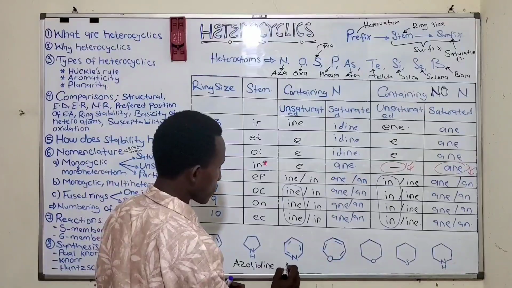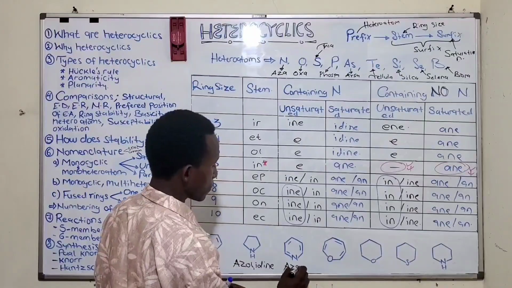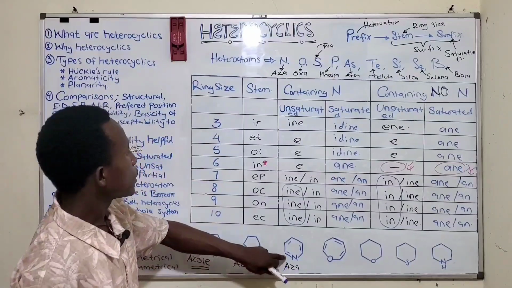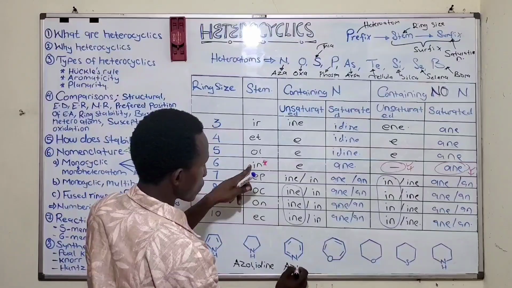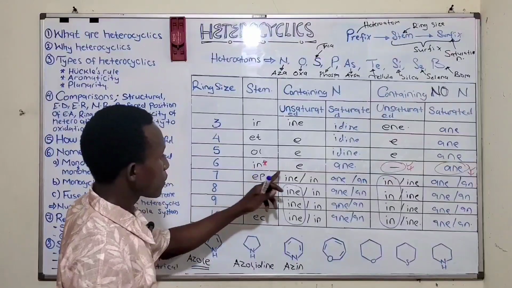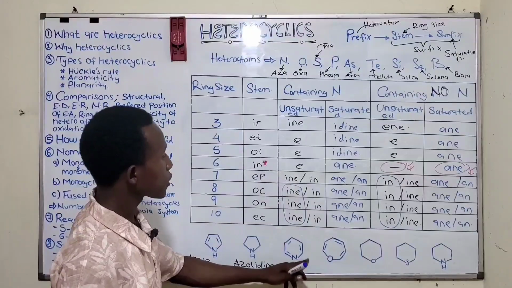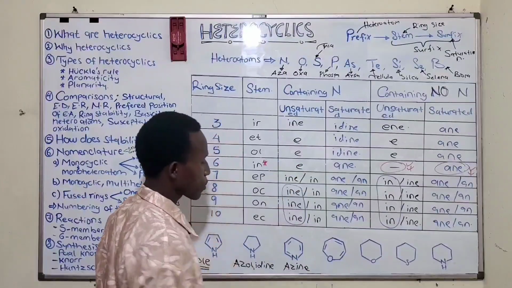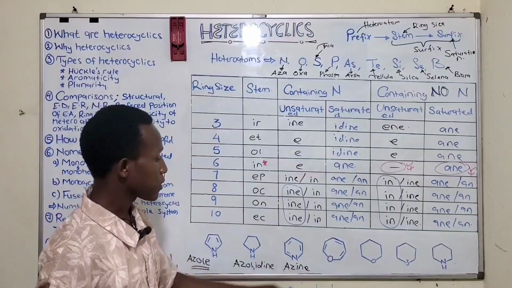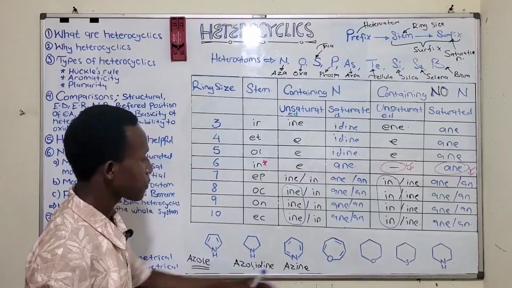We got this one. It has aza, of course. Then it is 6-membered. So remove this to be azaine. And it is unsaturated. So it's called azine. That's the IUPAC name.